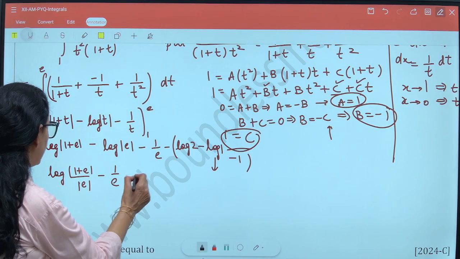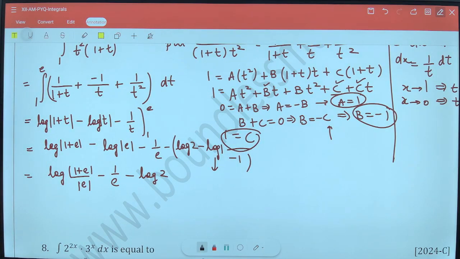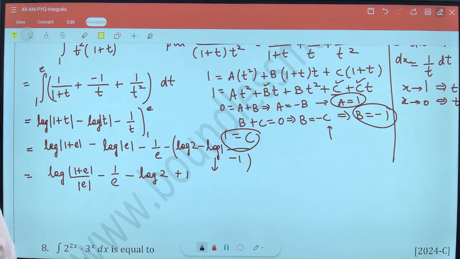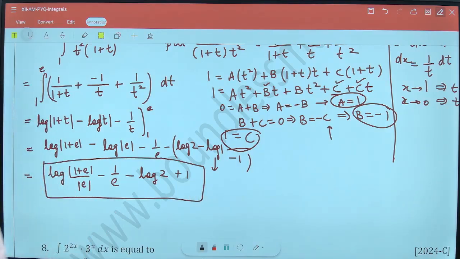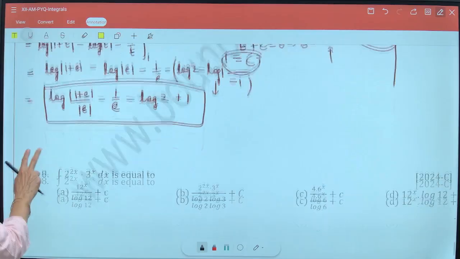And you have minus log 2. So there is minus into minus, plus 1 also, right? So this is your final answer. It cannot be simplified further. So this becomes your final answer: log of (1 plus e) upon e minus 1 by e minus log 2 plus 1, right? So if you do it carefully, make the partial fractions and then integrate.